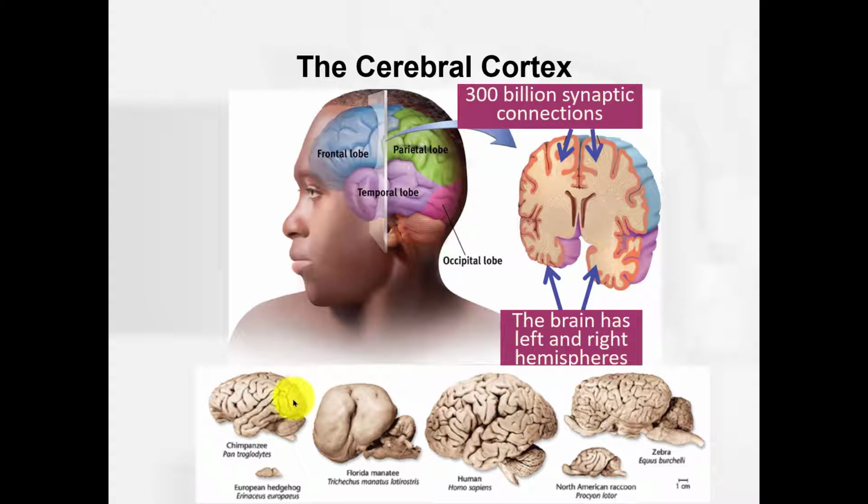It's 300 billion connections. It is organized into two hemispheres, the left and the right, as we already talked about, and then each hemisphere is divided into four lobes: the frontal, the parietal, the temporal, the occipital, and each hemisphere has all four of those lobes. So there's a left frontal, a right frontal, a left temporal, a right temporal, a left parietal, a right parietal, a left occipital, a right occipital.